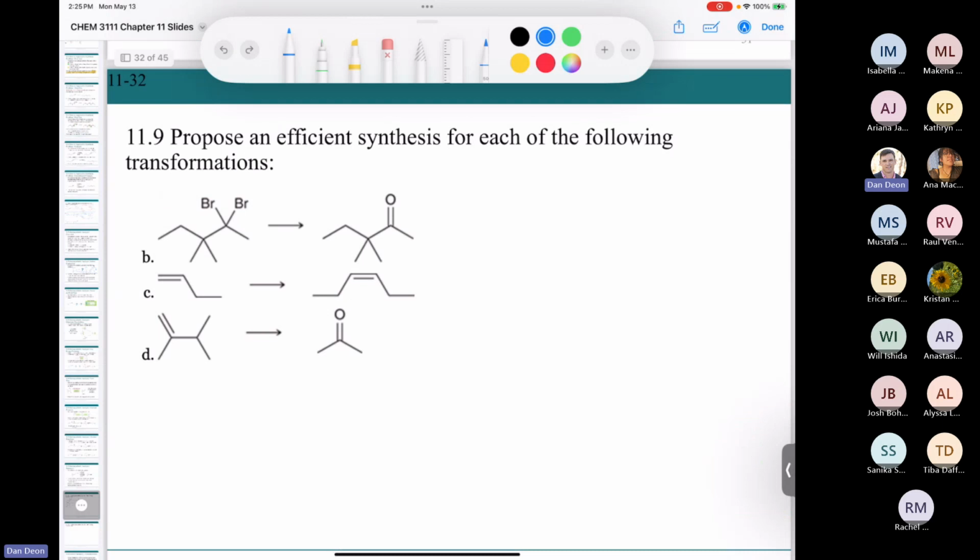So we'll start with 11.9b. Okay, so we're starting with 1, 2, 3, 4, 5, 6, 7 carbons, and 1, 2, 3, 4, 5, 6, 7. So we have 7 carbons and we have 7 carbons. Now, in terms of retrosynthesis, what functional group must I have in order to make this methyl ketone? There's only one possibility based off of what we learned.